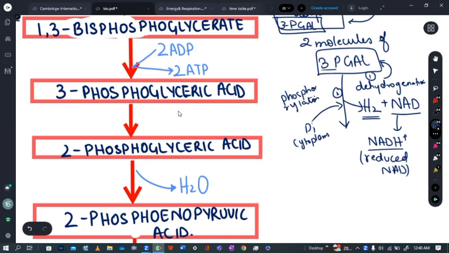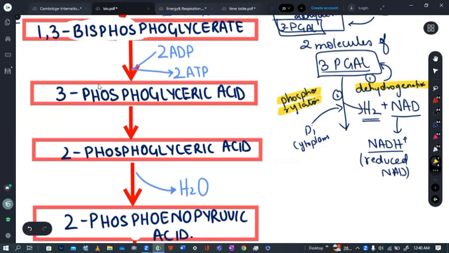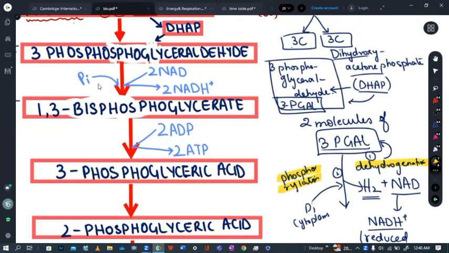So two things happen to this 3-phosphoglyceraldehyde. The first one is dehydrogenation taking place, and the second one is phosphorylation. After these two things happen to the 3-phosphoglyceraldehyde, it forms a compound known as 1,3-bisphosphoglycerate. In 1,3-bisphosphoglycerate, this inorganic phosphate gets attached to the carbon number 1, thus forming 1,3-bisphosphoglycerate.